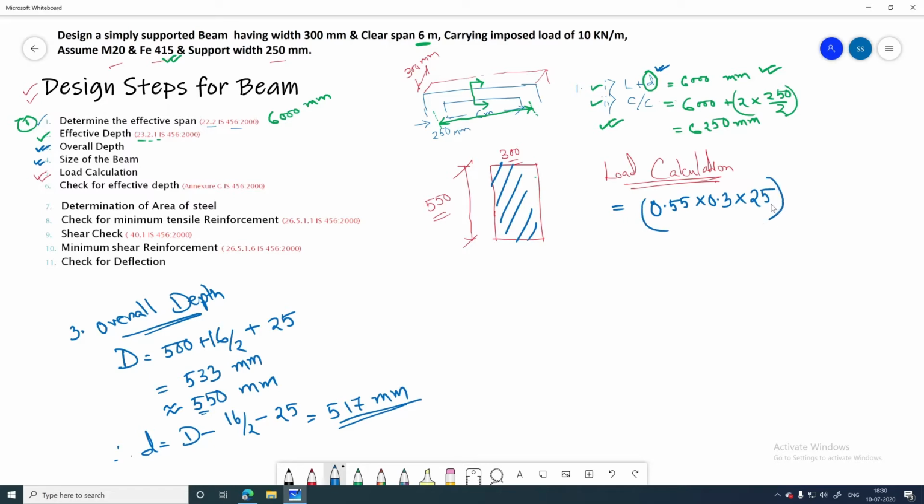Okay, now we are making it per meter, so we are determining the load on per meter basis. So whatever we get will be in kilonewton per meter. Okay, so the value that we got after multiplying, that is 4.125 kilonewton per meter.